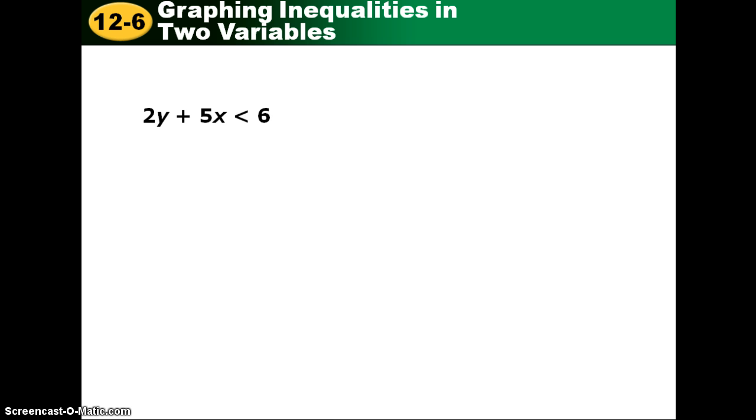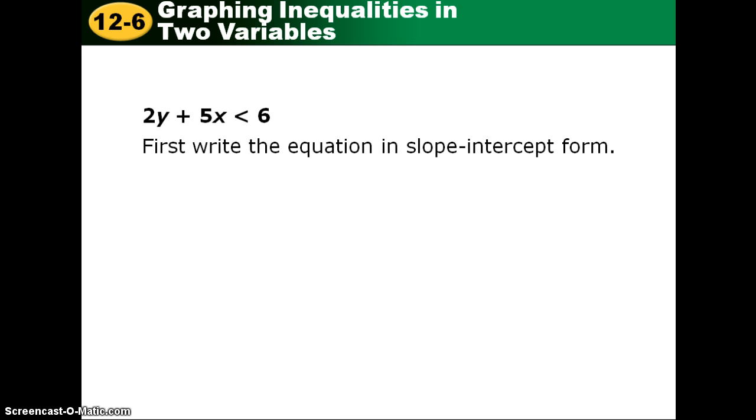What if we're not in slope-intercept form? Then the first thing we need to do is get it in slope-intercept form. So we start with our equation, and we want to get y by itself. We start by subtracting 5x from both sides. So that brings us to 2y is less than negative 5x plus 6.